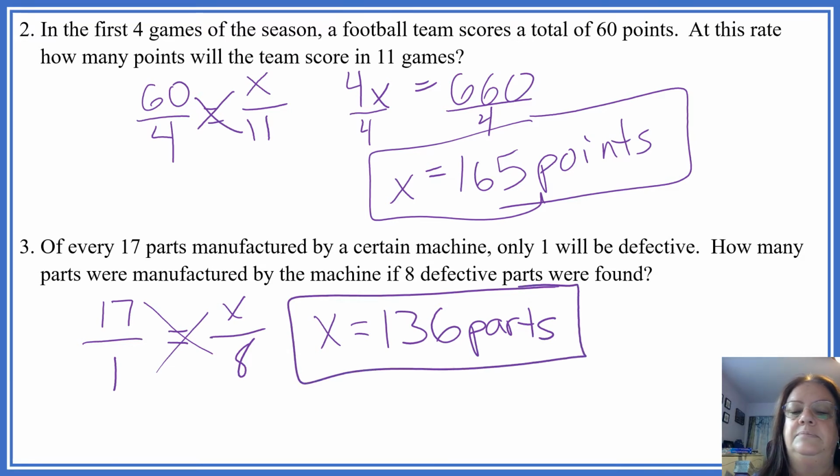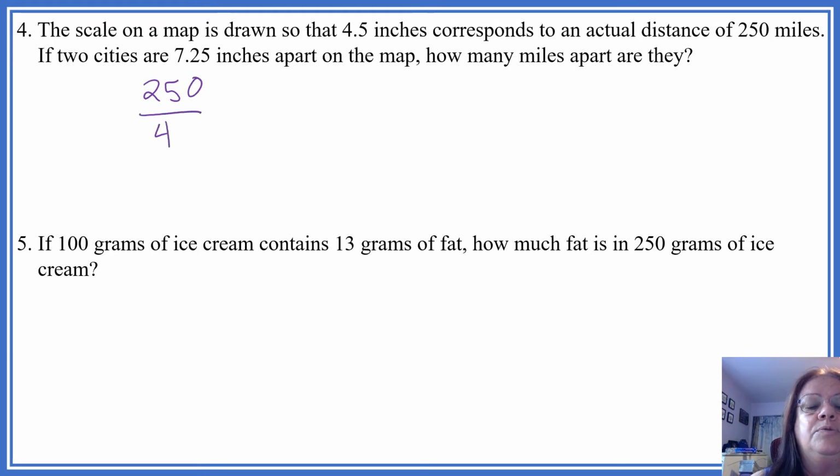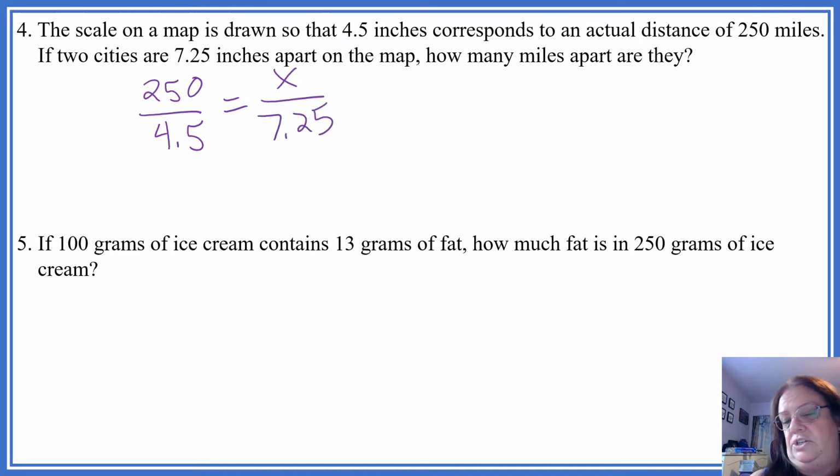All right. The scale on a map is drawn so that 4.5 inches corresponds to an actual distance of 250 miles. If 2 cities are 7.25 inches apart on the map, how many miles? So the miles, that's what we're looking for. So we have 250 miles per 4.5 inches, x number of miles for 7.25 inches.